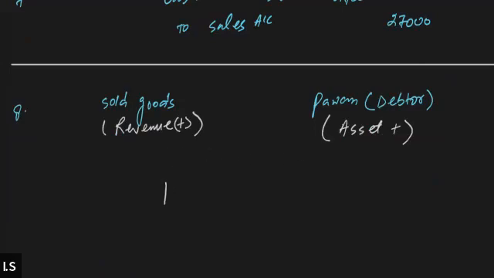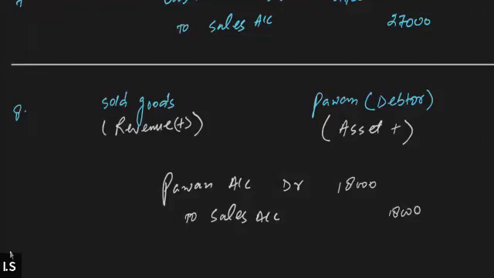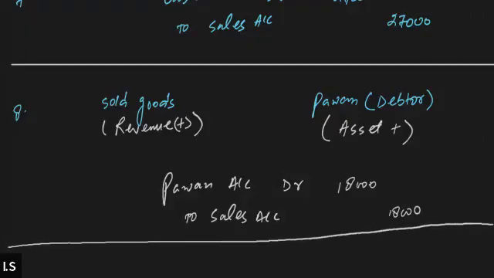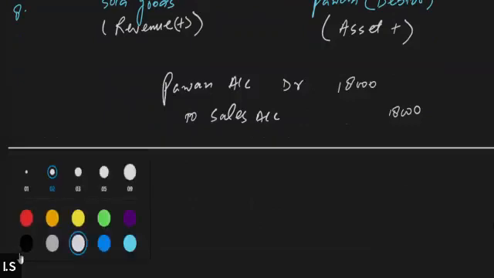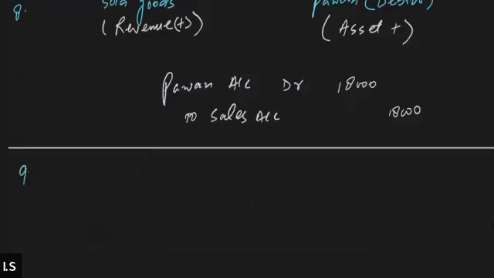Yes, very good. Pavan account debit to sales account. And the value will be 20,000 at 10% discount. That means 18,000. Right? Everybody, is it clear to all of you? Yes or no? Okay. Ninth.